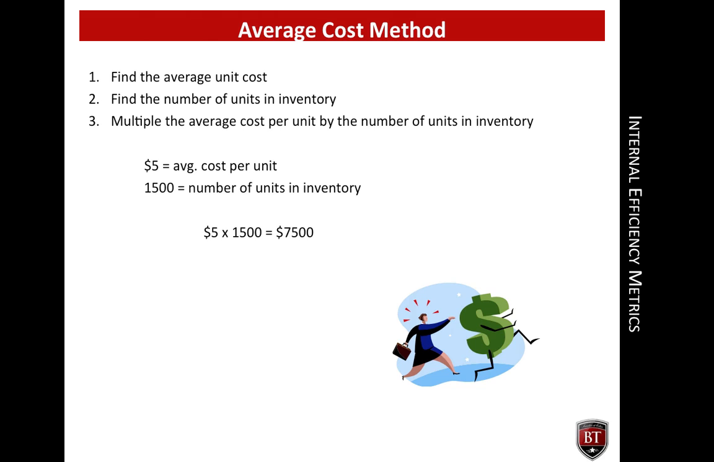To calculate the average cost, 1. Find the average unit cost, which is the amount that every unit in your inventory costs for consumers to purchase. 2. Find the number of units in your inventory. This is the number of units you have not sold. 3. Multiply the average cost per unit by the number of units in your inventory. For example, if the average cost per unit is $5 and the number of units in your inventory is 1,500, that means your inventory value is $7,500.